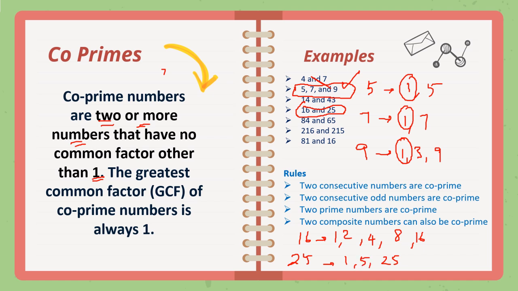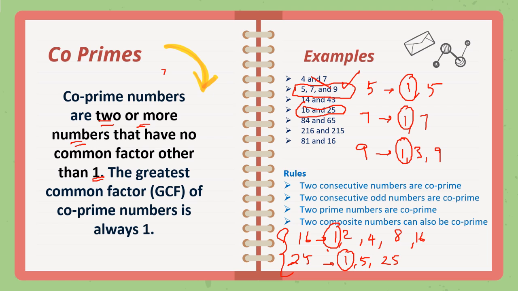factor, isn't it? So despite having so many factors, 16 has five and 25 has three factors, still the common factor is only 1. That is, the highest common factor or the greatest common factor is just 1. So that is why I say that 16 and 25 are co-primes to each other.